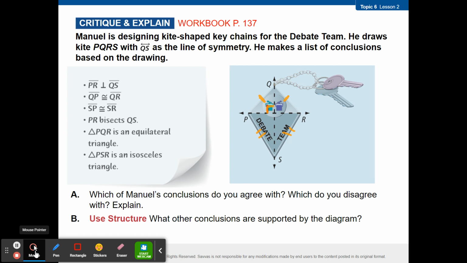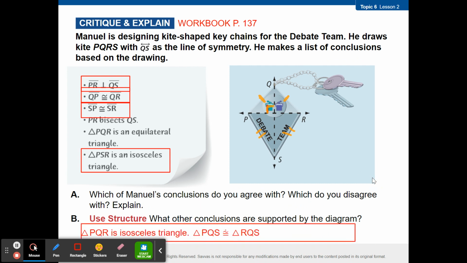All right, so if we take a look at this, what do you guys think? So what do we agree with? What do we disagree with? Actually, PSR does end up being isosceles. However, what about PQR? Do we think that that's an equilateral? No, that's isosceles also. A kite is actually two isosceles triangles, but with different leg lengths, put together.